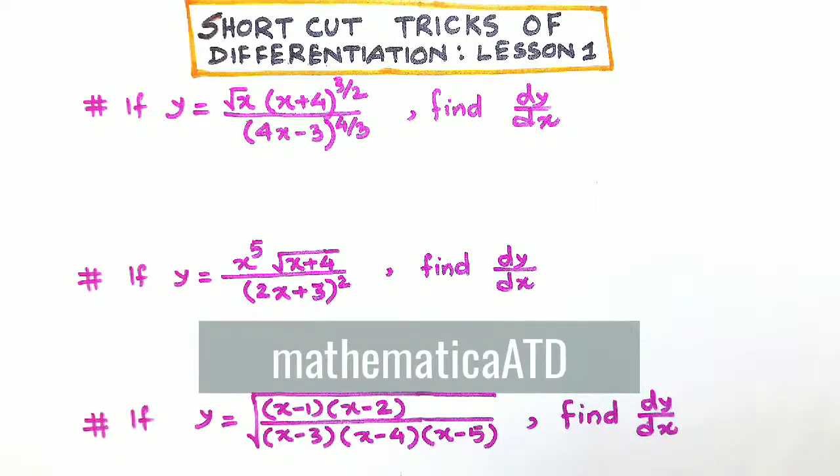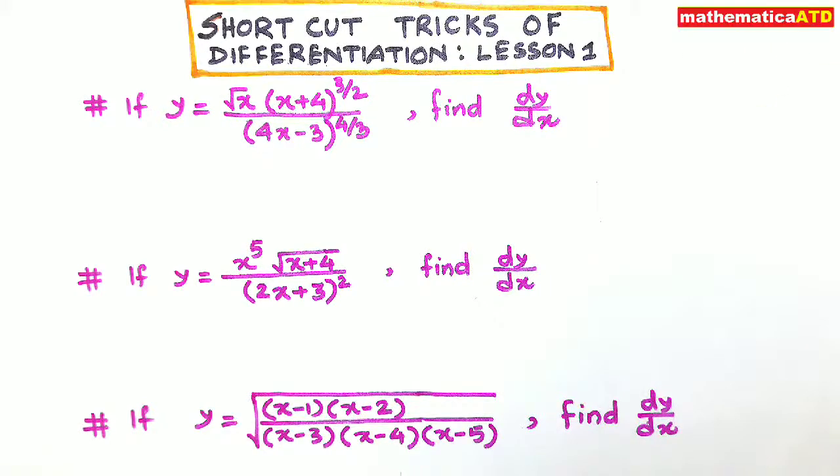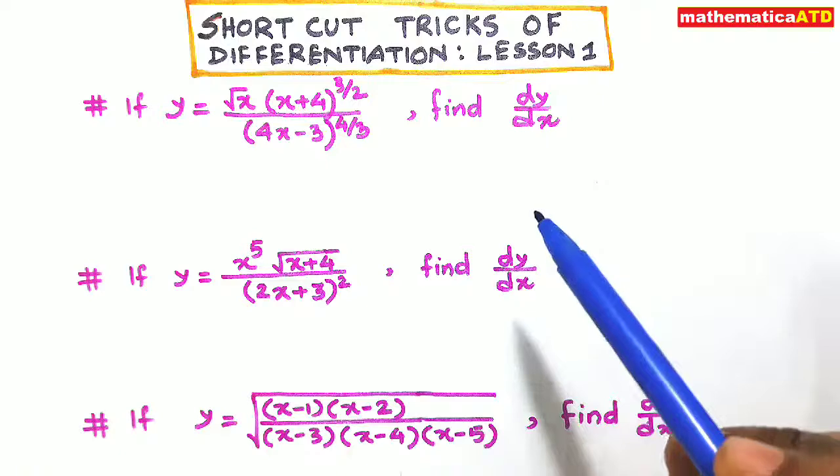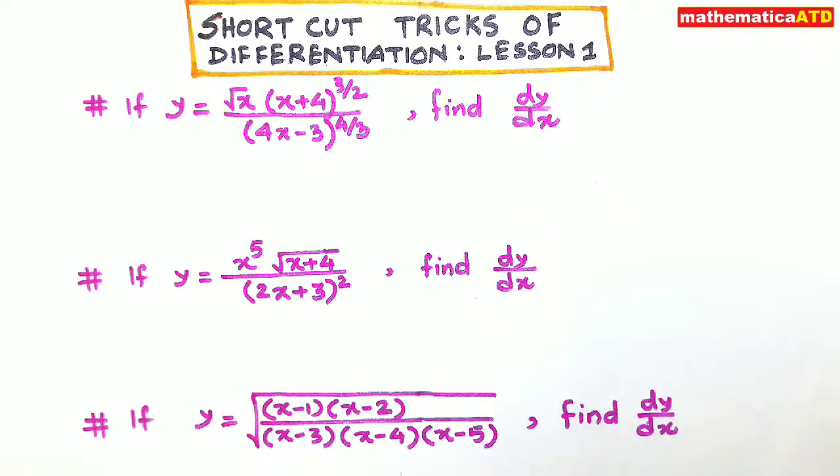Dear friends, our topic is shortcut tricks of differentiation, lesson 1. Friends, we have taken 3 examples. All the examples are at first sight difficult to you, or you will spend the traditional way to find the derivatives of these given functions. You will take log to both sides and then separate and finally differentiate with respect to x. So it will take at least 5 minutes to complete the problems.